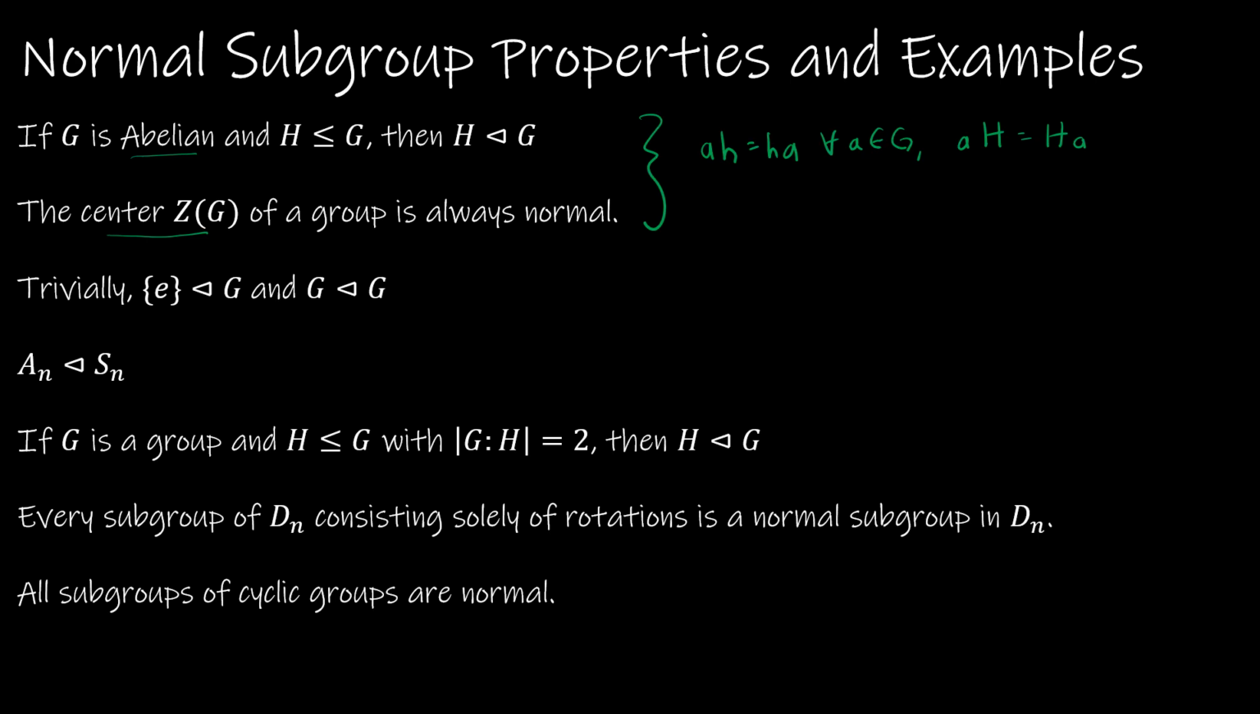Trivially, the subset that includes only the identity is going to be a normal subgroup, and of course the group itself will be a normal subgroup. The rest of these I'm going to have you kind of think through on your own. So for instance, AN is a normal subgroup of SN. So this is the even permutation group, and this is the set of all permutations on n elements.